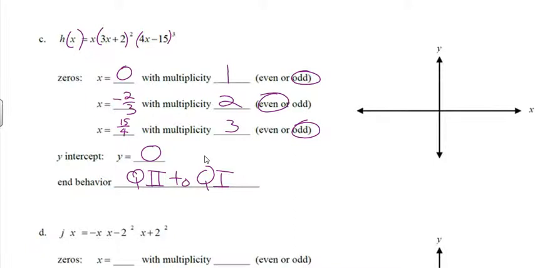Okay, so there's all the information, as if by magic, appearing because I paused it and wrote it in there. So we've got one at 0. We've got a y-intercept there as well, kind of obviously, because it has to be. Negative 2/3 and 15/4. It goes from quadrant 2 to quadrant 1. The negative 2/3 is multiplicity 2, so it's going to do this. This is multiplicity 1, so it's just going to cross straight through. And then this is odd.